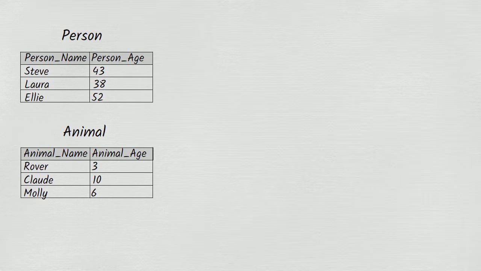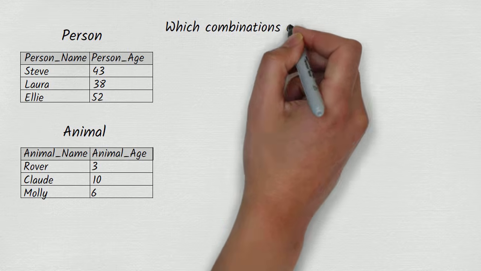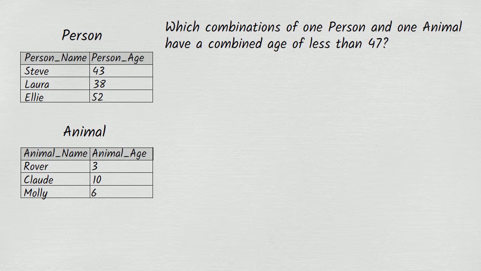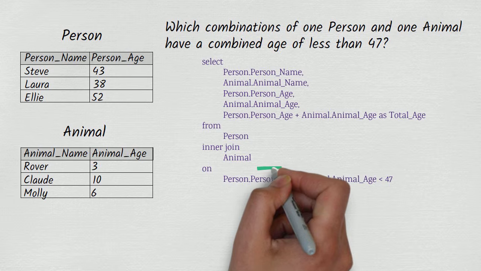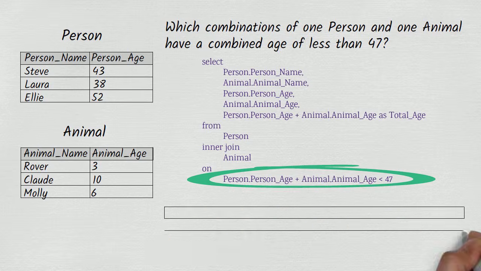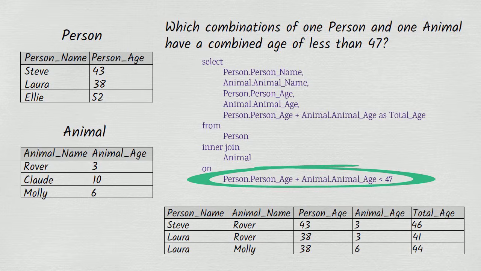Suppose we have a person table and an animal table, and we want to know, out of all the possible combinations of one person and one animal, which combinations have a combined age of less than 47. Then we can do a query like this. In this case, out of the 9 possible combinations of person row and animal row, the database platform returns only those combinations that qualify as a match, based on the match criterion that the total of person age and animal age should be less than 47.